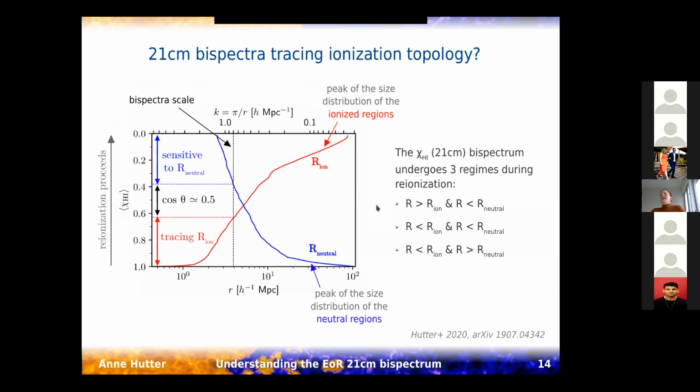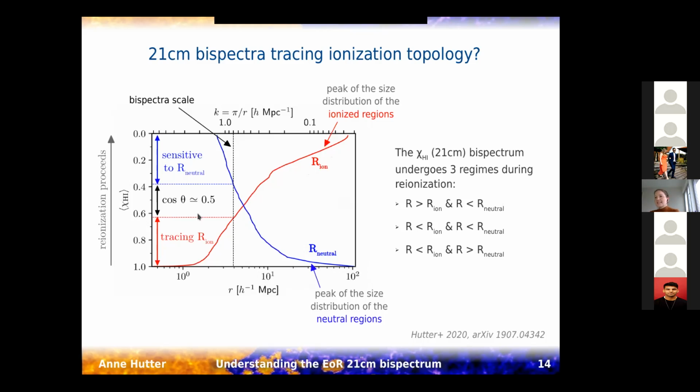Oh, thank you. The size distribution of the ionized and neutral regions. And here you see again the peak of the size distribution of the ionized regions and here of the neutral regions. And here I indicate what I call the bispectral scale. That's the size of your k1 and k2 vectors.